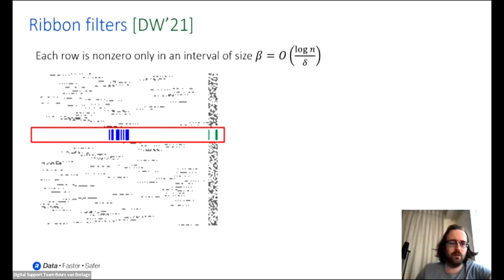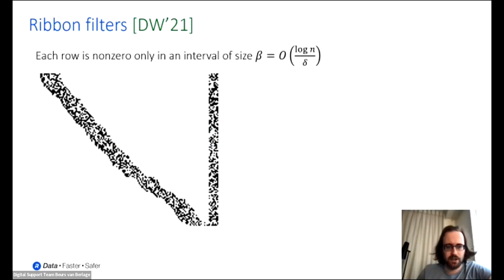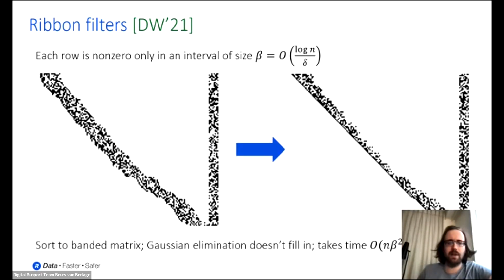When you sort the rows, which doesn't change the output of the solution of the matrix, then you get a matrix that is banded. And when you solve a banded matrix using Gaussian elimination, it doesn't fill in outside the band. So this makes the solution procedure efficient in terms of time and memory.